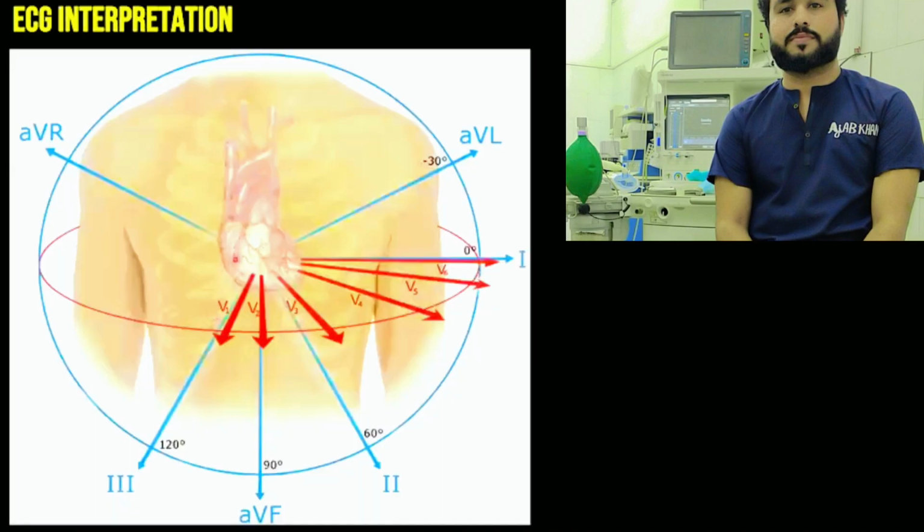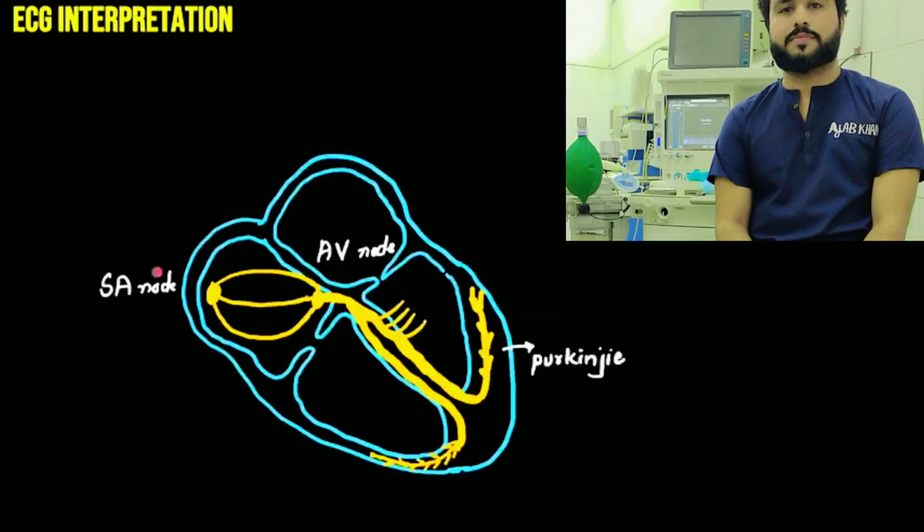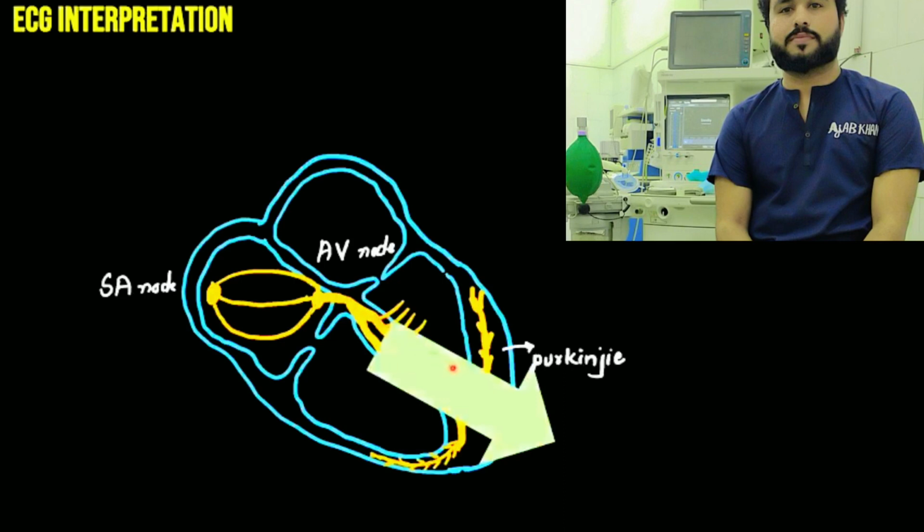Now, this is another picture to see how these hexaxial leads are looking at the heart in this plane and how leads V1, V2, V3 are looking from the front. Now, if we look at the normal flow of current, normally current flows from SA node to AV node to bundle branches to Purkinje fibers. And if we take a vector of flow of this current, that vector will be in the left lateral direction. That is the normal flow of current.